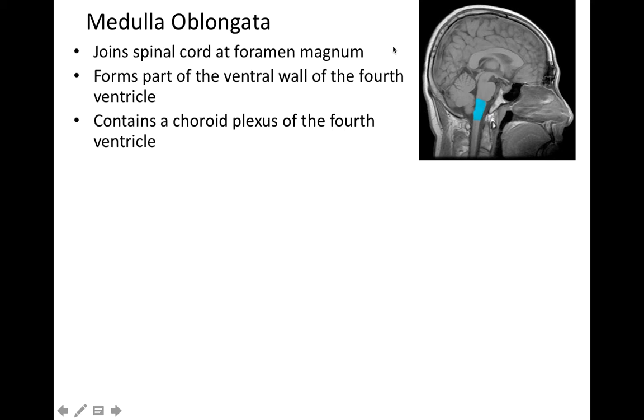So we are going to be anatomically in the fourth ventricle. So we're going to see a wall of the fourth ventricle here made up by the medulla oblongata. So that fourth ventricle is right here. Okay, so this wall right here is partially made up by the medulla oblongata. You have a choroid plexus in there to filter. So this is where we're going to have all of our autonomic reflexes.